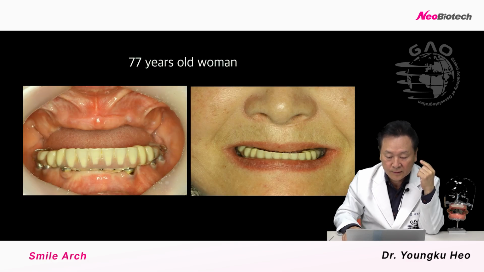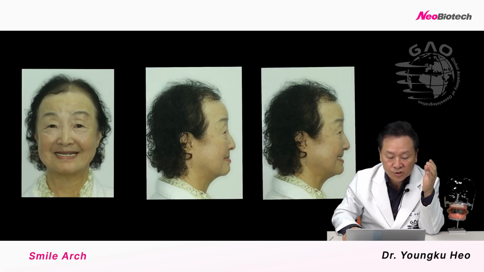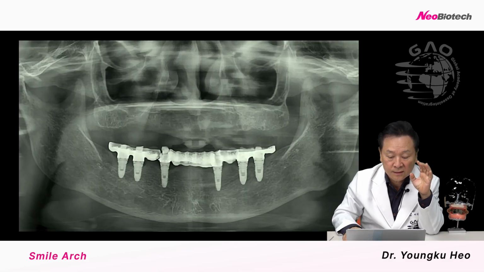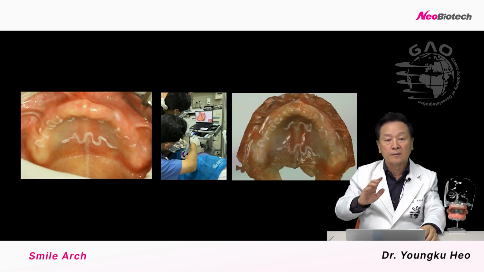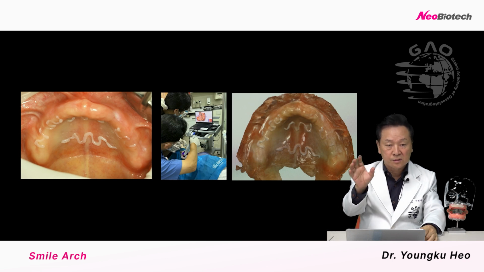So you can see the patient. There's one upper edentulous arch. We took the photo like this, an X-ray. We can plan to place 6 implants. We scan the edentulous ridge in the mouth.